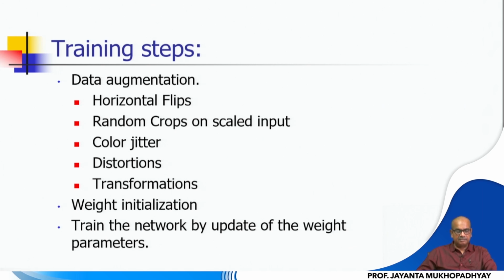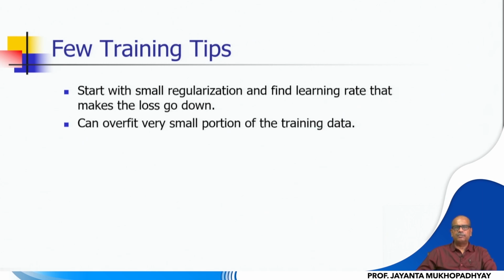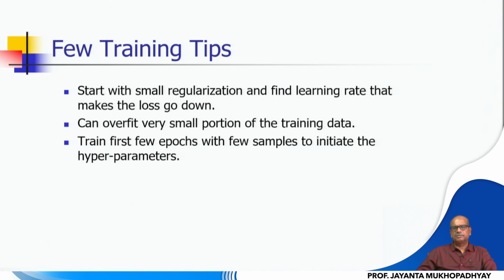And then weight initializations, there are some methods, there are also approaches, and then you train the network by update of the weight parameters. There are a few training tips which we should also consider. We should start with small regularization and find a learning rate that makes the loss go down. Then it can overfit a very small portion of the training data. So what you can do, you can train the first few epochs with few samples to initiate the hyperparameters.